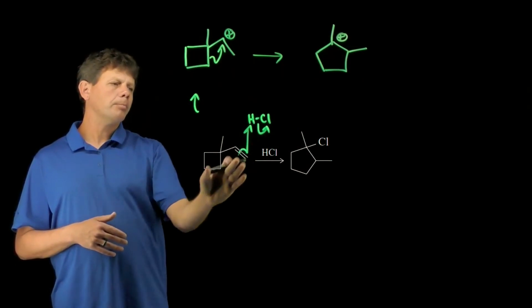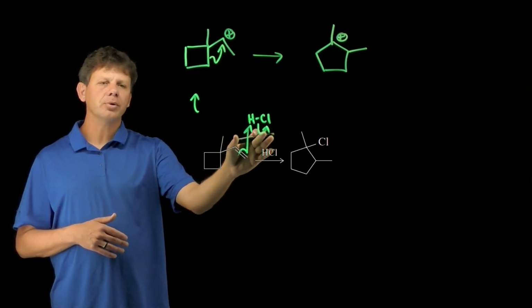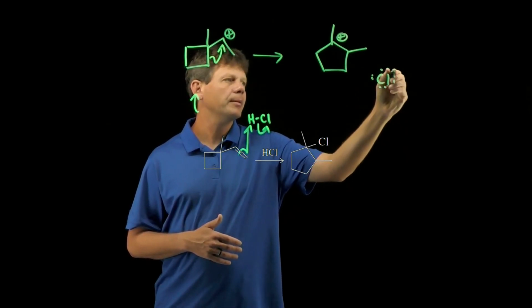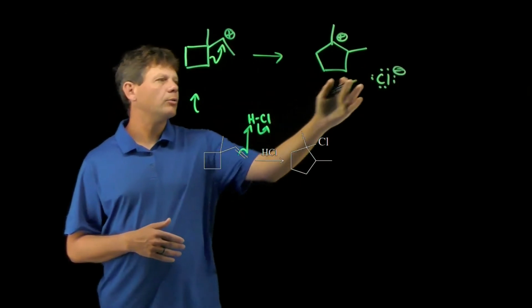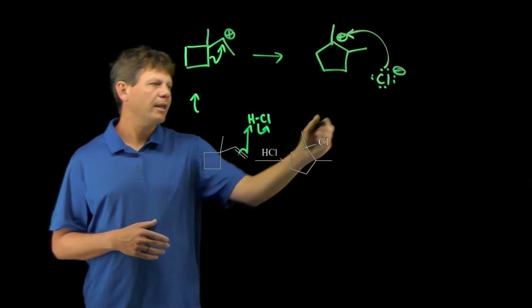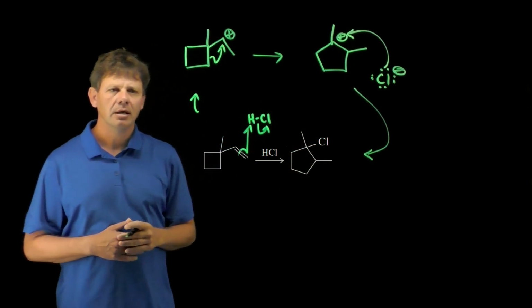When we protonated the alkene, we also produced HCl. Now we're going to see that Cl- come back into play, where Cl- can now donate a pair of electrons to the empty p orbital of the carbocation, and that's going to complete formation of the product.